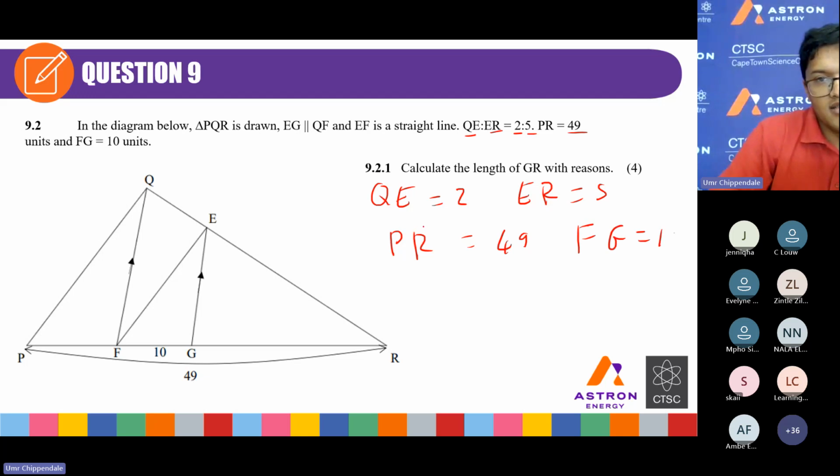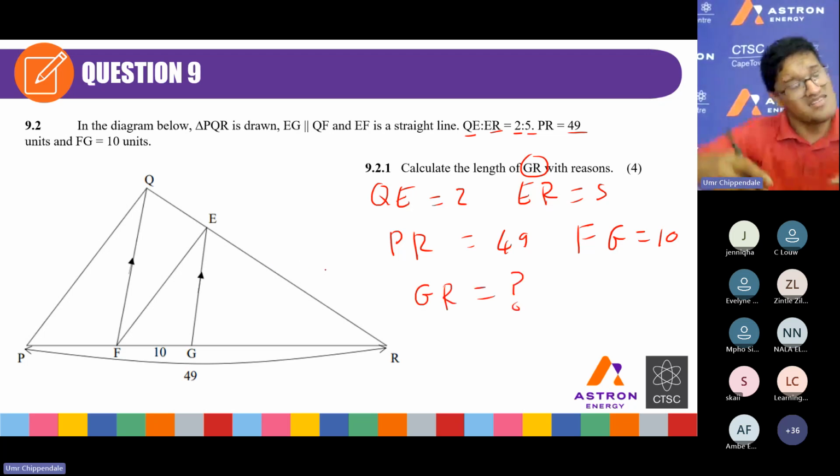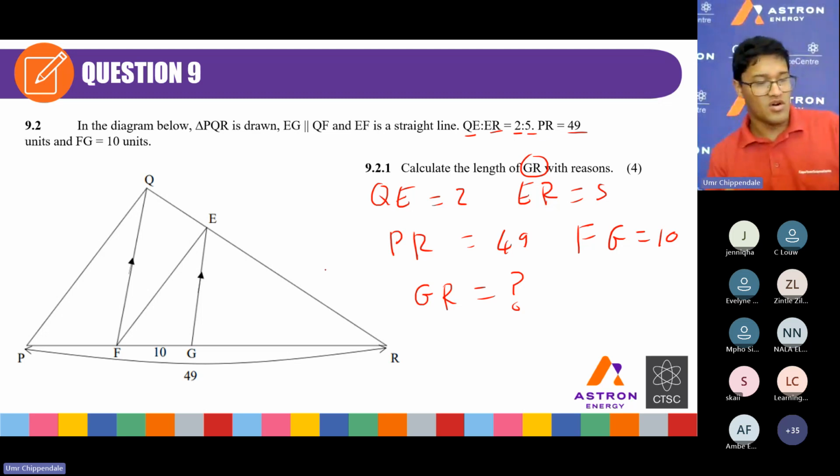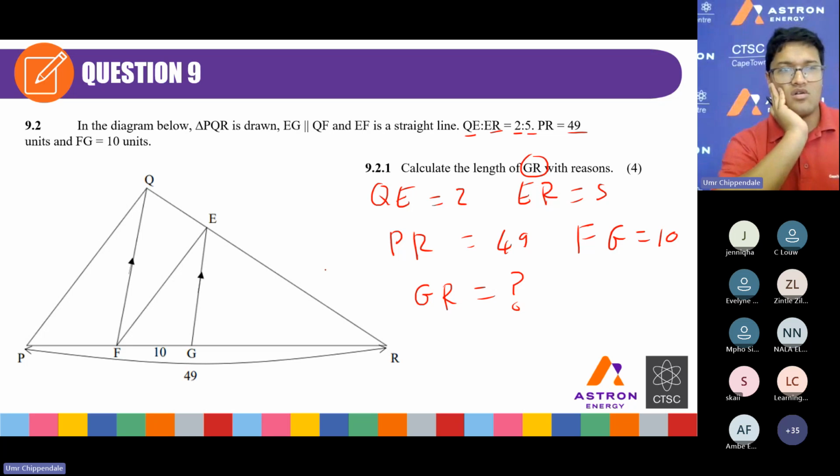FG equals 10 units. What do they want to know? GR with reasons. So we need to know what GR is. We don't know it, but we want to try and find out. This is going to be worth 4 marks. Seeing that they're dealing with the ratios, we're going to deal with the ratios as well.